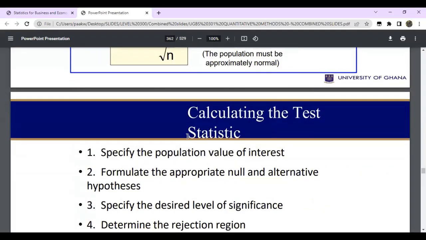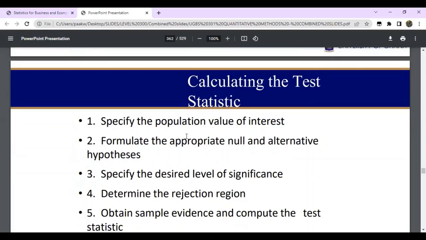So I hope we now know the differences. So let's move on: calculating the test statistic. Let's look at the steps involved to calculate the test statistic.